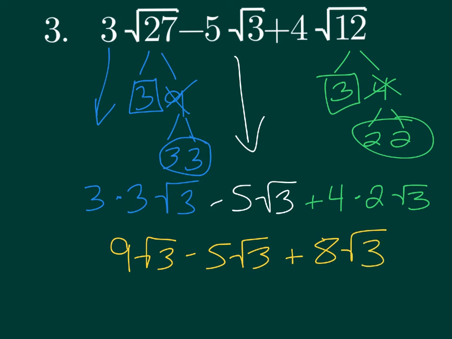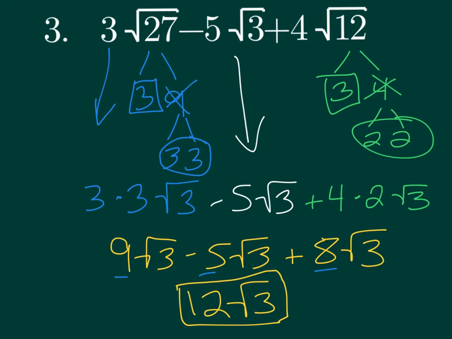This will simplify. Again, you see that they're all square roots of 3. So we have a square root of 3 in my answer. I'm just adding the 9, the -5, and the 8. 9 minus 5 is 4. 4 plus 8 is 12. 12 square root of 3 is my final answer.